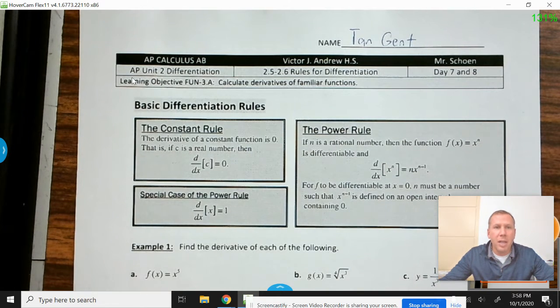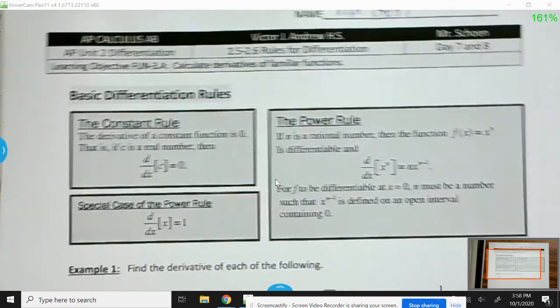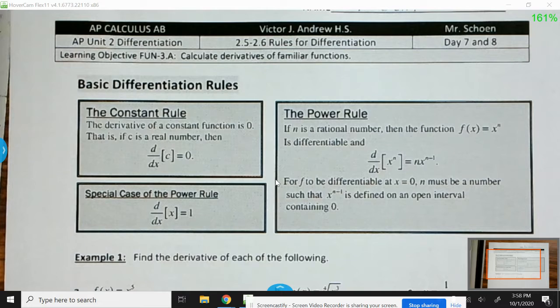Let's look at how to calculate derivatives of familiar functions. We've already done a lot of these. We might not realize it. So basic differentiation rules, okay? The first one is the constant rule.